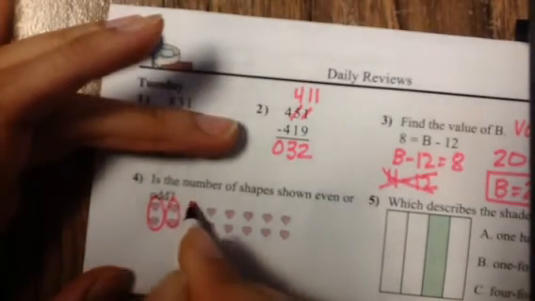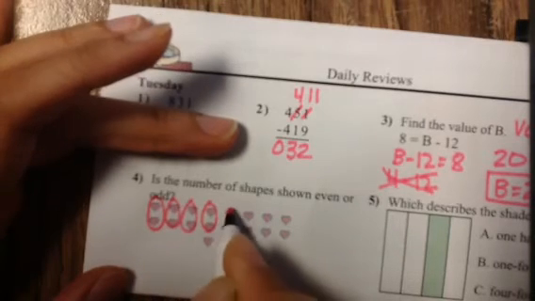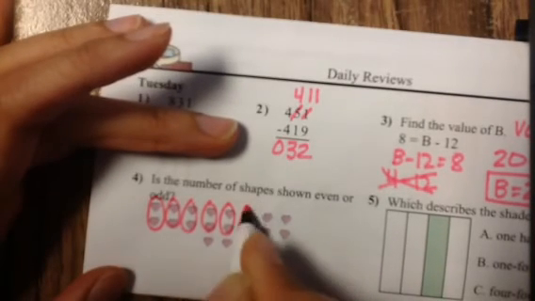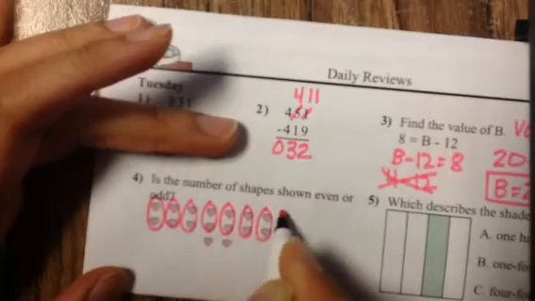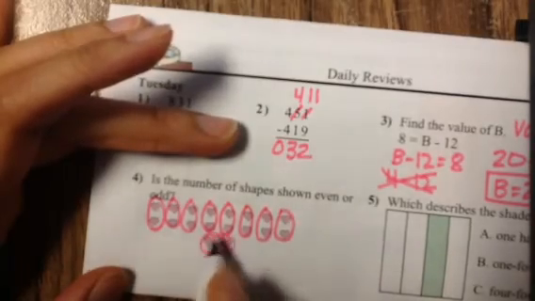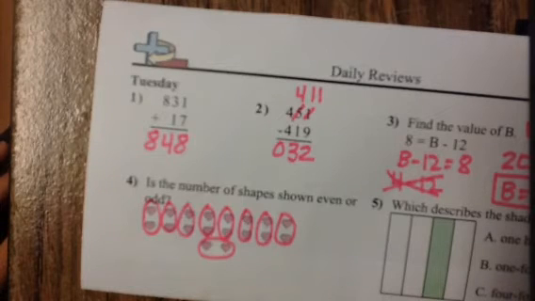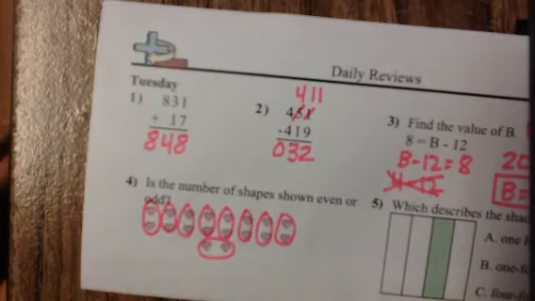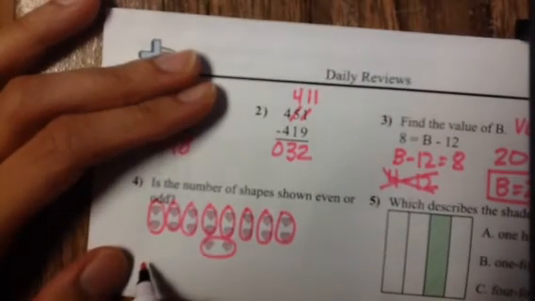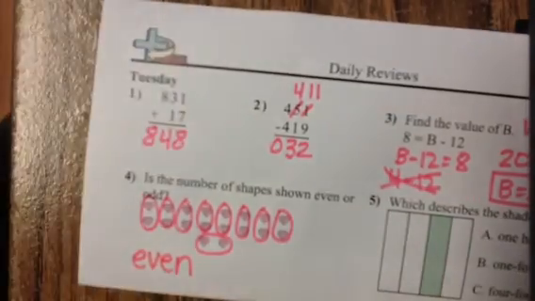Partner, partner, partner, partner, partner, partner, you're my partner, you my partner, you my partner. Oh, partner. Does every single heart have a partner? Yes. So what does that mean? There's nothing left over, so that means this is even. So that's one way you can do it.